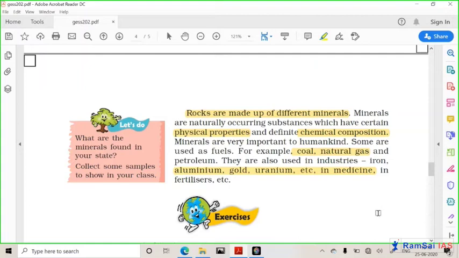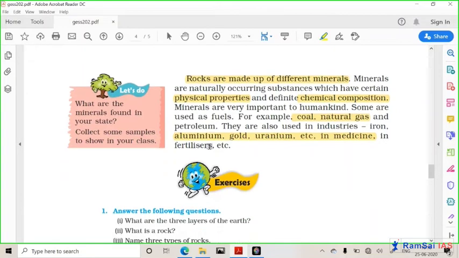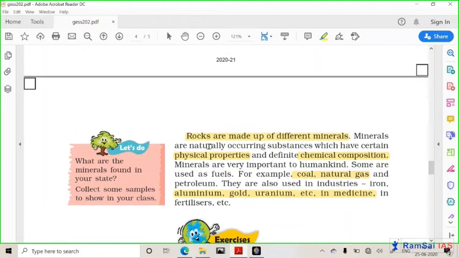So in Andhra, we know some places where we find diamonds, some places we have lignite, and some places we have coal. The Andhra Krishna Godavari basin is also very famous for natural gas. So this entire chapter is all about rocks and different minerals.